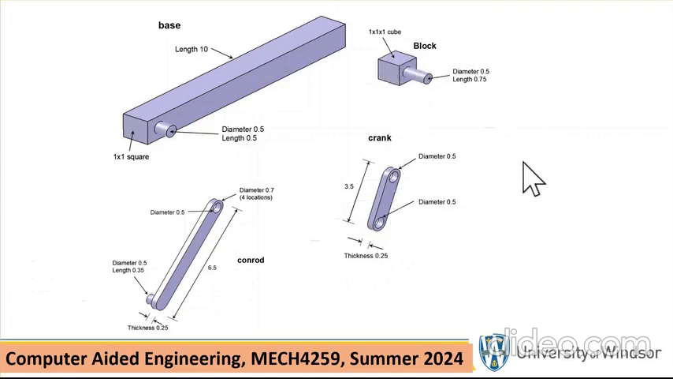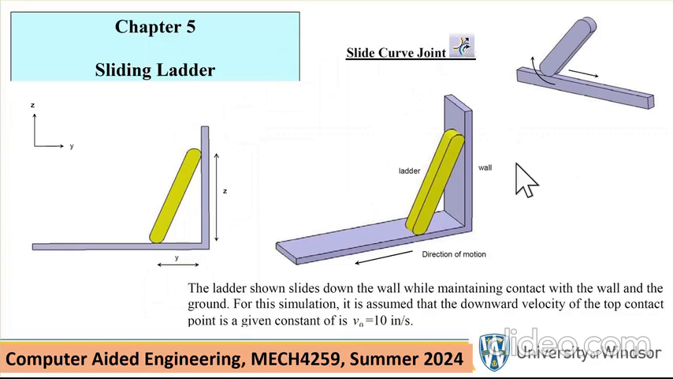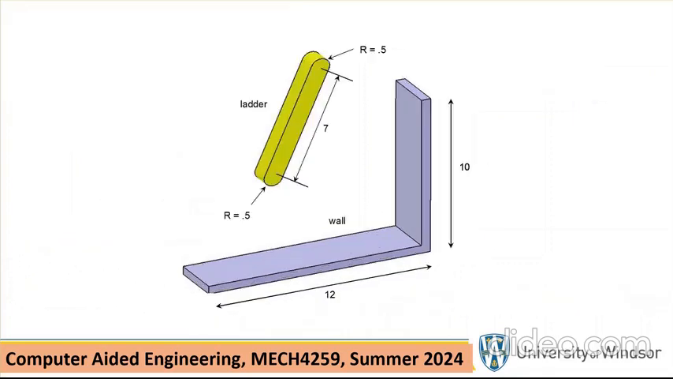The second problem that I'm going to be doing is a sliding ladder. So we have this ladder leaning against the wall here and also sitting on this floor. The ladder slides down, making the foot of it go to the left. This is going to be the second problem.